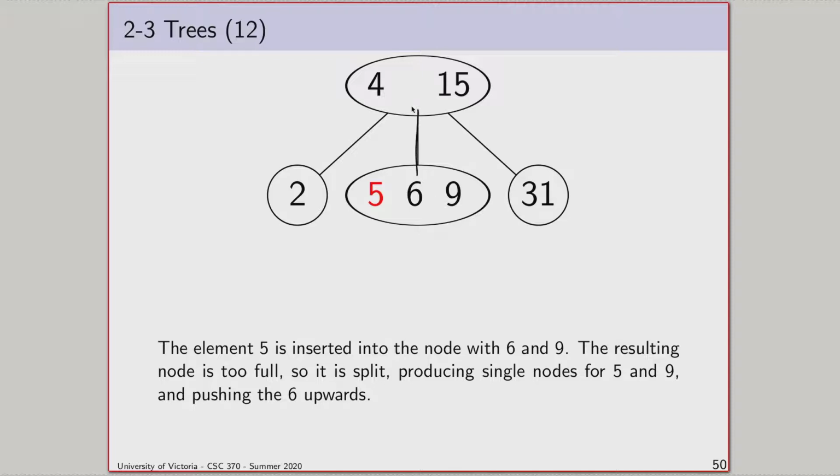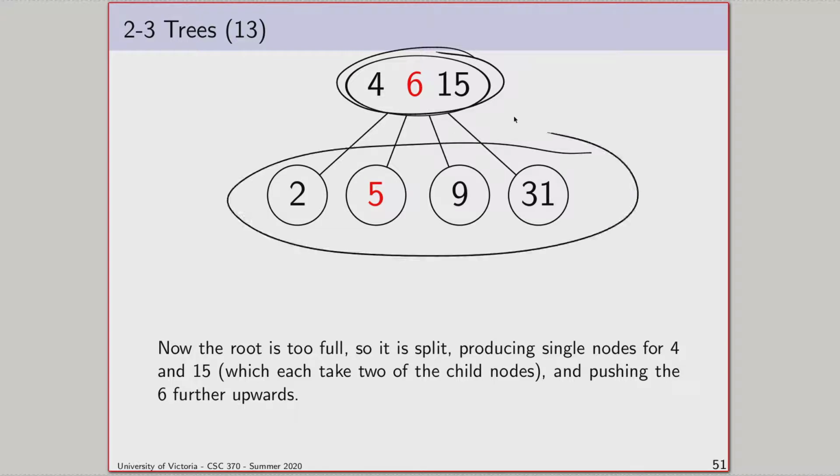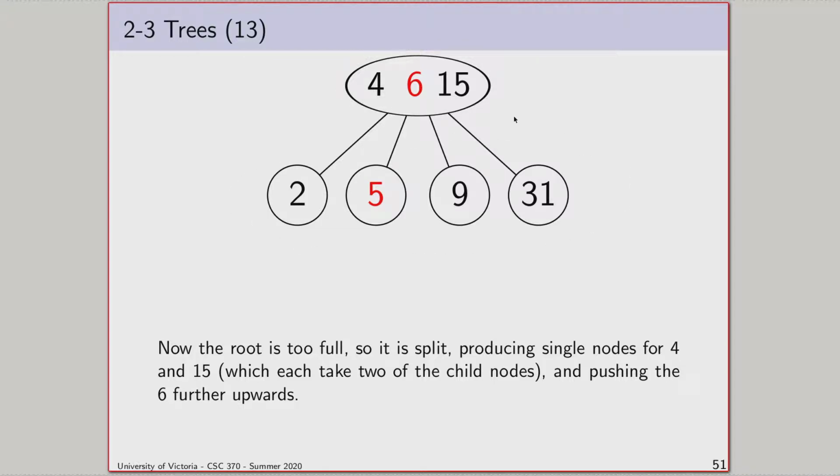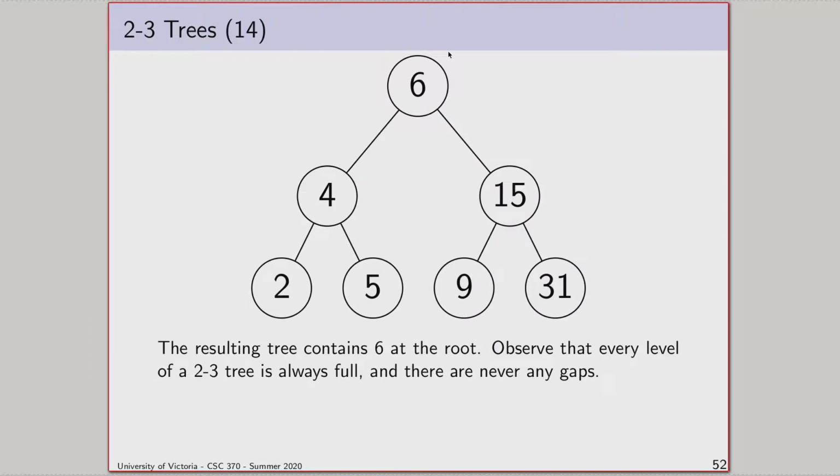So the 6 gets sent upwards, and the 5 and 9 get sent side to side, and of course that creates a problem. The 6 got sent upwards, but now this node is too full, and of course it also has too many children, so we need to do something else. So we split again. We resolve the problem by sending the 6 upwards, the 4 goes outwards, and it takes with it everything that is on the left here. The 15 gets sent in the other direction, and it takes the other half with it. And so we get this.